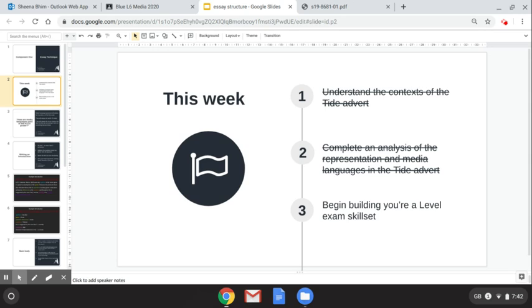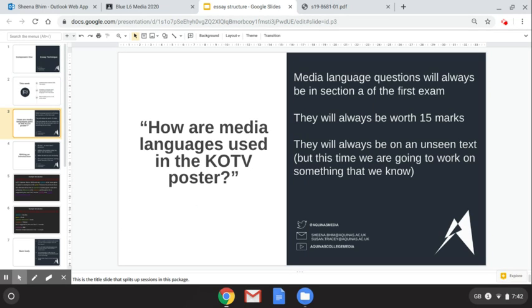And what we're going to do today is begin building that A-level exam skill set. Sorry about the typo. So the question I'm going to get you to answer is, how are media languages used in the Kiss of the Vampire poster? Largely, when we do a media language question in this subject, there will only ever be one, and it will always be in section A of the first exam. So one of the first questions that you tackle will be the media language question. It is always going to be worth 15 marks, always, and it will always be on an unseen text.